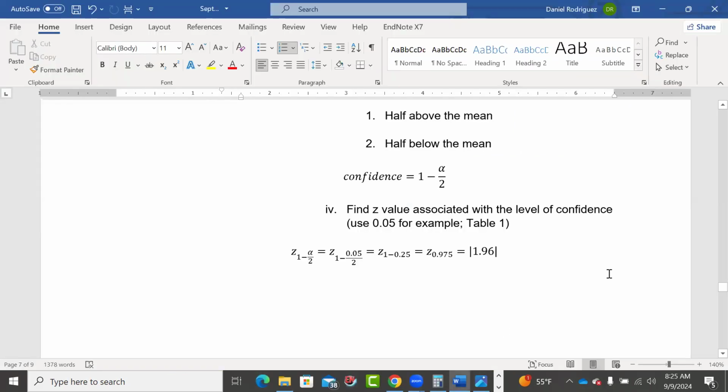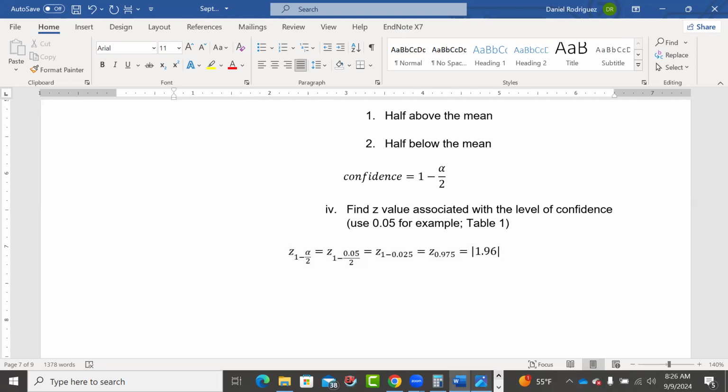So let's go back to our lecture here. Okay, so we want to find a z value with a level of confidence. So we're using alpha of 0.05, okay, with the level of confidence. So z 1 minus alpha over 2. This is cool. I love this. So z 1 minus 0.05 over 2, right? 0.05 divided by 2 is 0.025. And that is equal to z of 0.975. Okay, so 0.975, what does that mean?